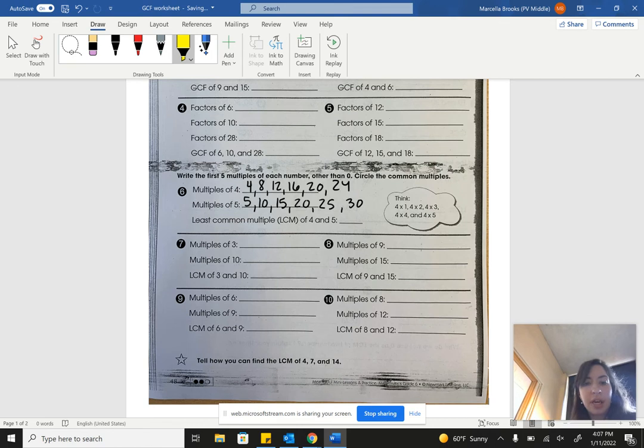Now we're going to see, do they share any multiples? Do they have any common multiples? Yes, they do. They both have 20. That's the only one we got, so that's automatically the least common multiple.